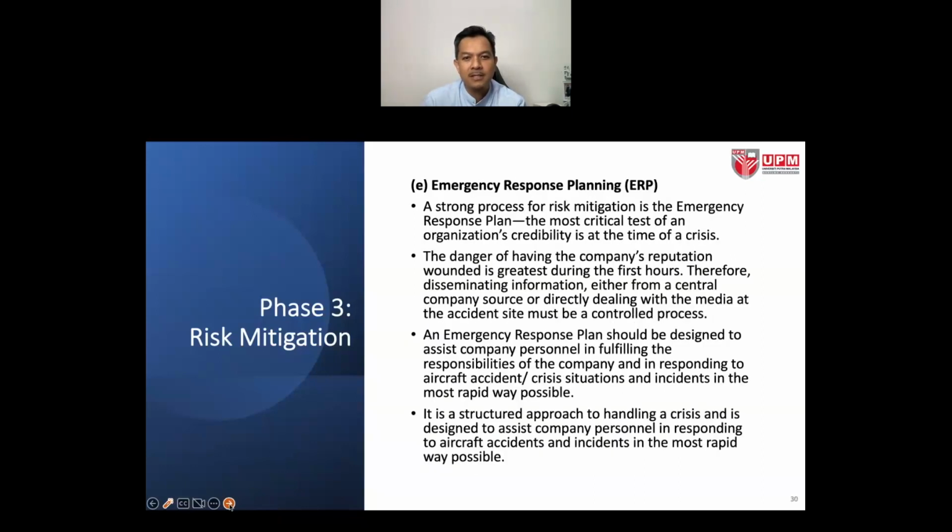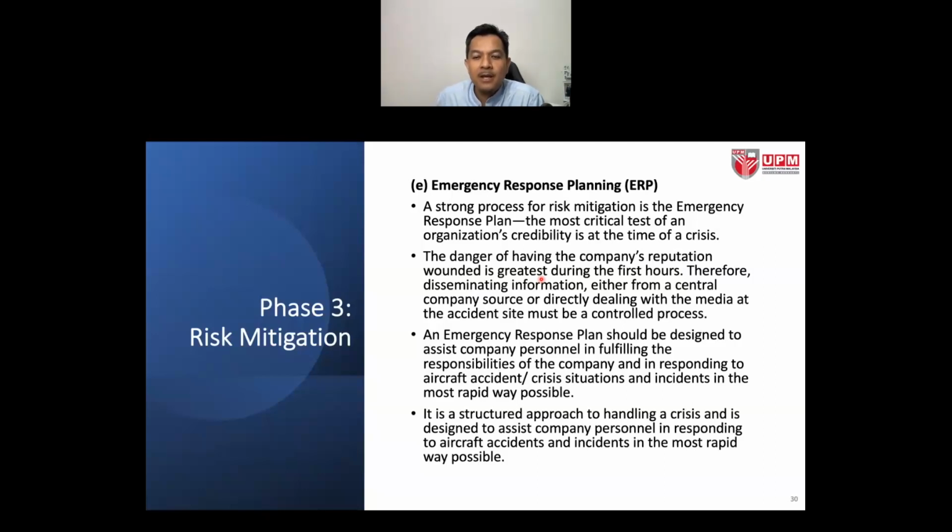And then emergency response planning, the ERP. Okay, it is known to have a strong process for risk mitigation, which is the ERP, emergency response plan, right? The most critical test of an organization's credibility is at the time of a crisis. So you may see at the time of crisis whether the company or the organization has an emergency response plan. What needs to be done first, and then next, and then until the emergency can be settled.